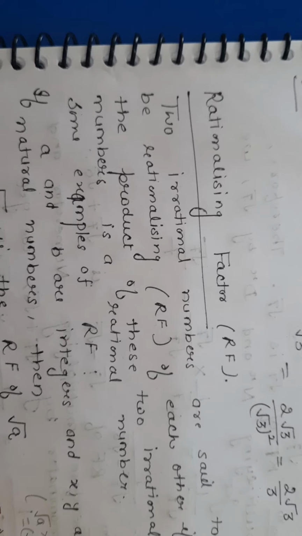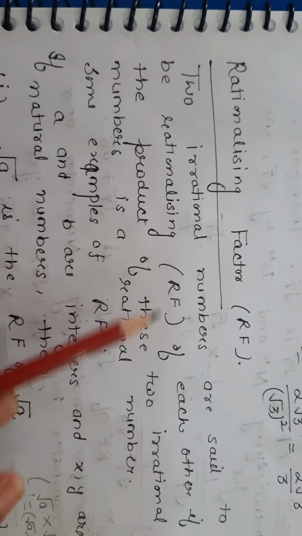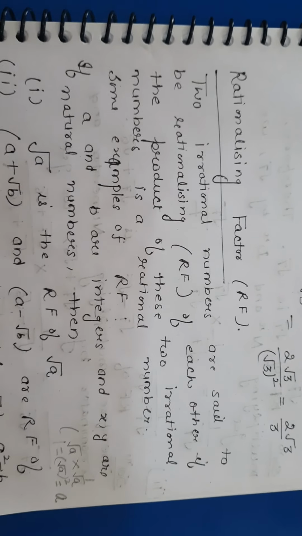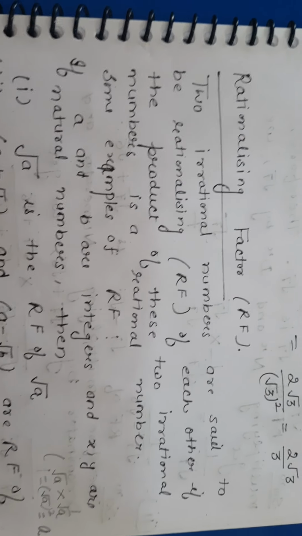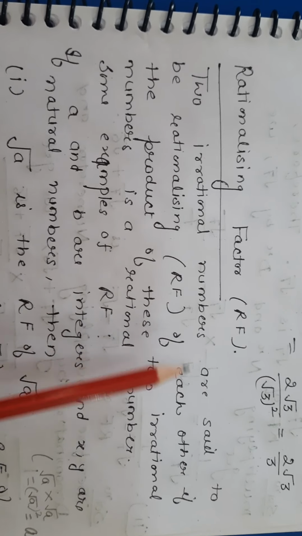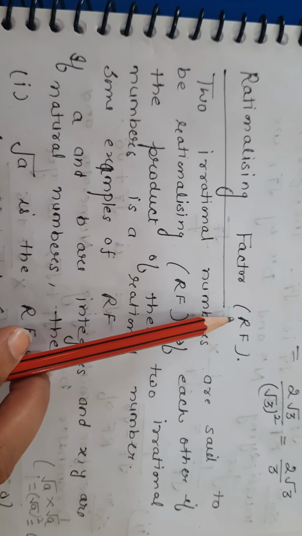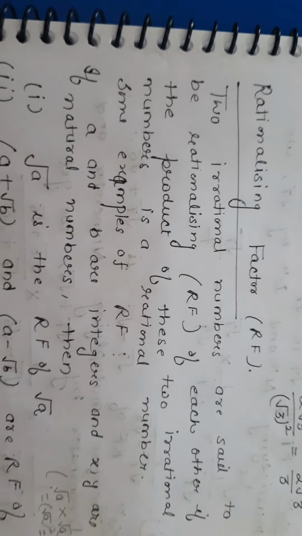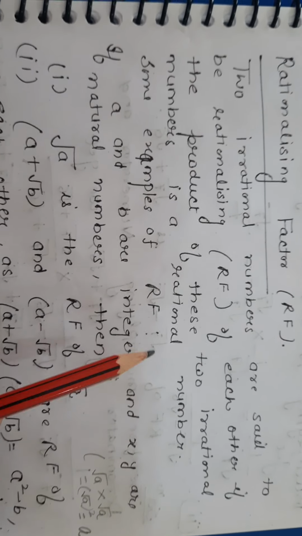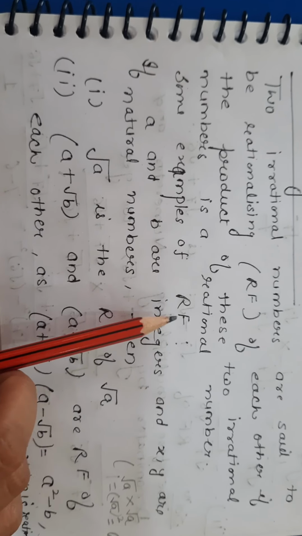So next term is rationalizing factor. What is a rationalizing factor? Two irrational numbers are said to be rationalizing factors of each other if the product of these two irrational numbers is a rational number. Rationalizing factor will be denoted by RF. So here I have written some examples of rationalizing factor.